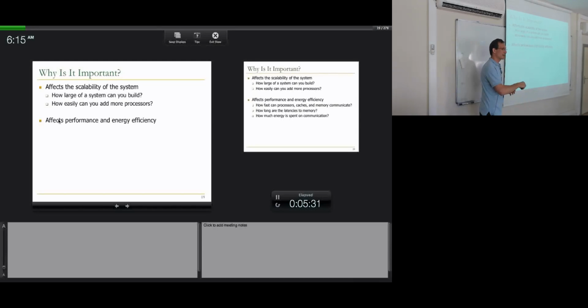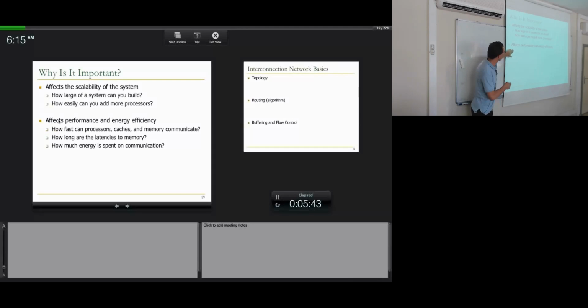Because every time you add a node, you probably add some latency, and you may need more bandwidth. And if your network is not able to support that latency and bandwidth, you may not be able to design a scalable system. It also affects performance and increasingly energy efficiency because it affects how fast processors, cache, and memory can communicate, how long the latencies to memory are, how long the latencies of a coherence protocol are, and how much energy is spent on communication.